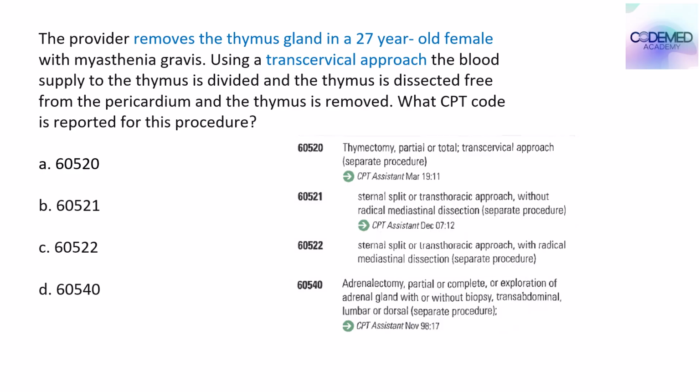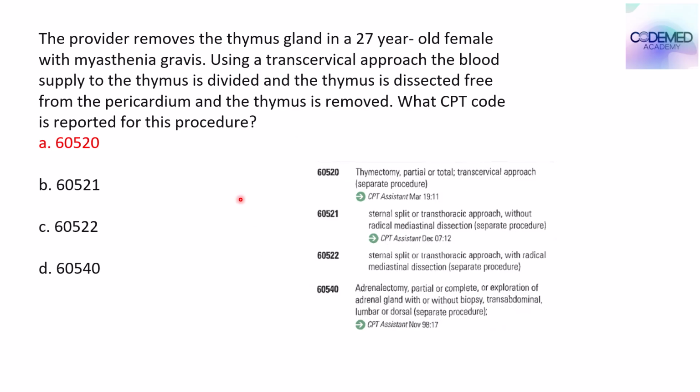In between these three, tell me what is the answer. So yes, A is the correct answer, because all these three talk about the thymectomy. But if you see the 60520, it talks about the approach. How did you approach that gland? And transcervical is the approach which the doctor has taken. So 60520 is the correct answer. So remember, always do more practice. You will start reading all this minor detail, and then you will never go wrong.